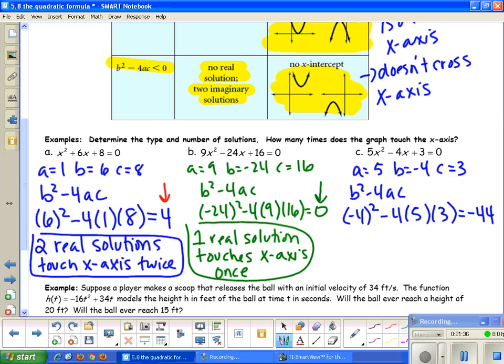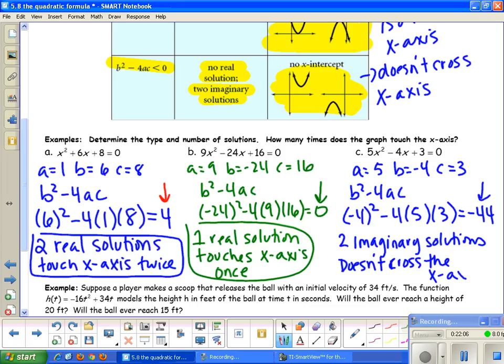And because I get negative 44, that means that's my discriminant. So underneath the radical in my quadratic formula, I would get negative 44. So that means that my solutions, when you have a negative underneath the radical, are going to be imaginary. So two imaginary solutions. And that means it doesn't cross the x-axis. So there's no real solutions when that happens.